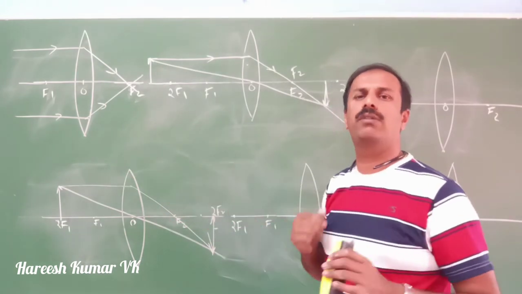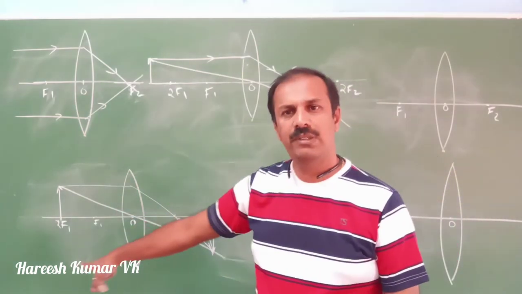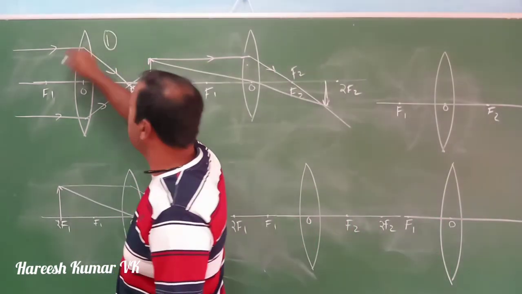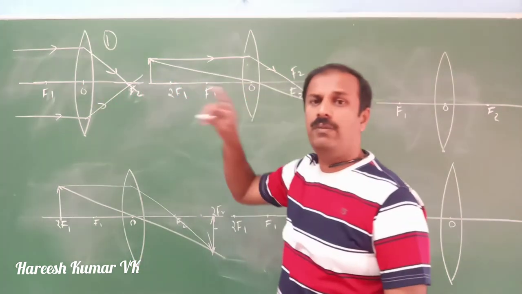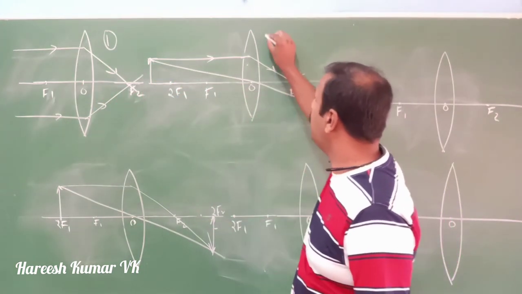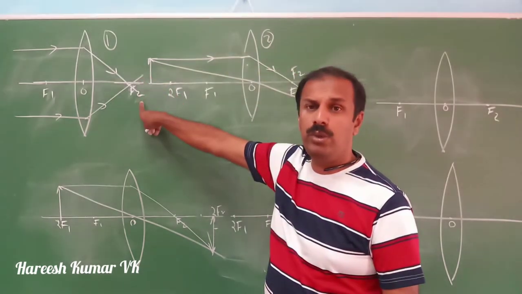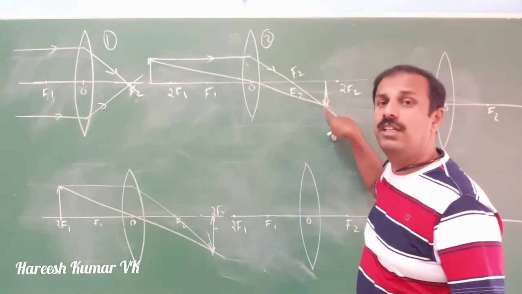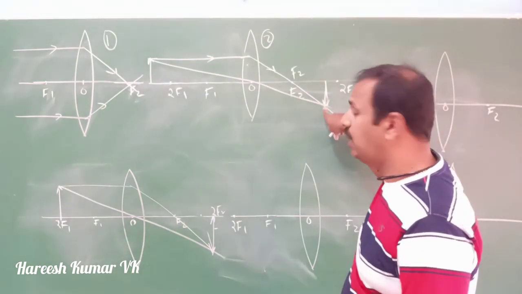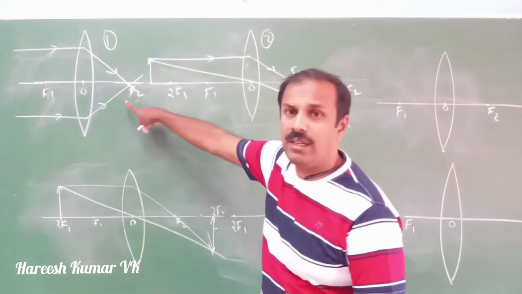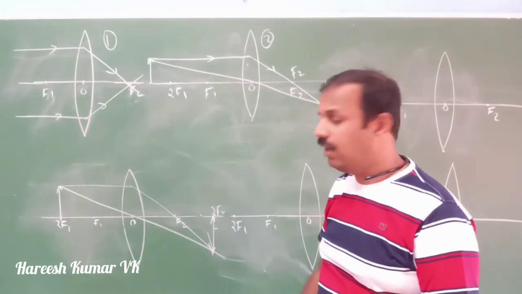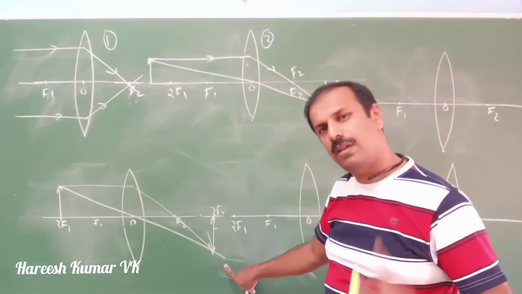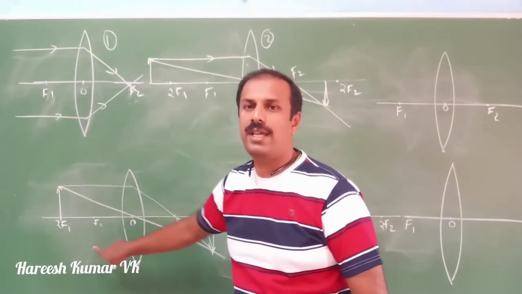That is 2F and 2F, similar to the mirror where the object at C gave an image at C. So this is the first case: when the object is at infinity, the image is formed at F2, which is highly diminished. Second case: when the object is beyond 2F1, the image is formed between F2 and 2F2, and it is diminished. Here also it is inverted and real. In this case also inverted and real. The difference is, in this case it is not diminished, it is of the same size, compared with the mirror.